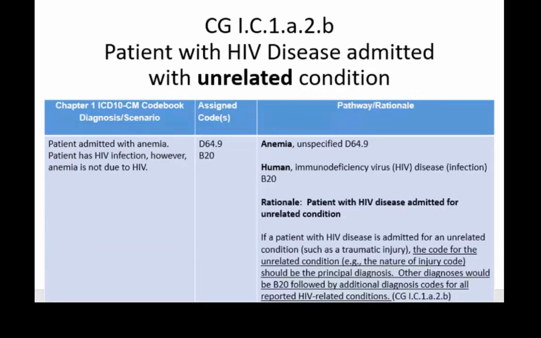If you are coding an unrelated condition, like if a patient has anemia, but the physician's saying the anemia is not due to the HIV, then you're going to make the anemia be the principal diagnosis. And underlined here with the guideline are the sequencing instructions for how the coder would sequence these diagnoses.